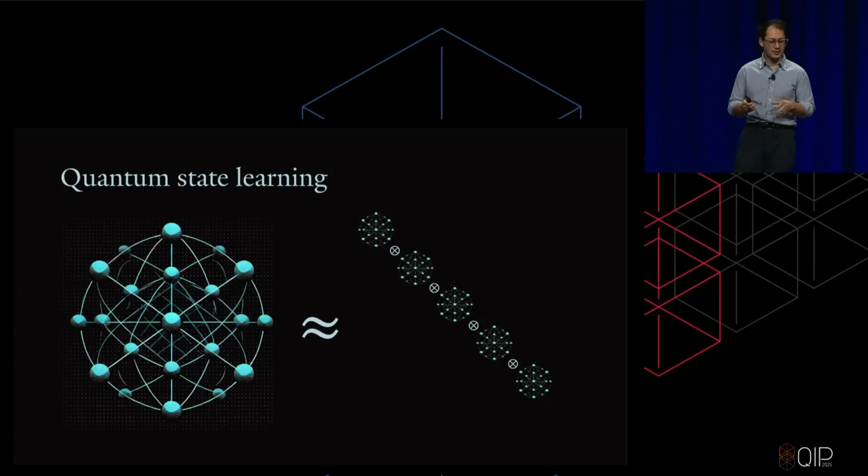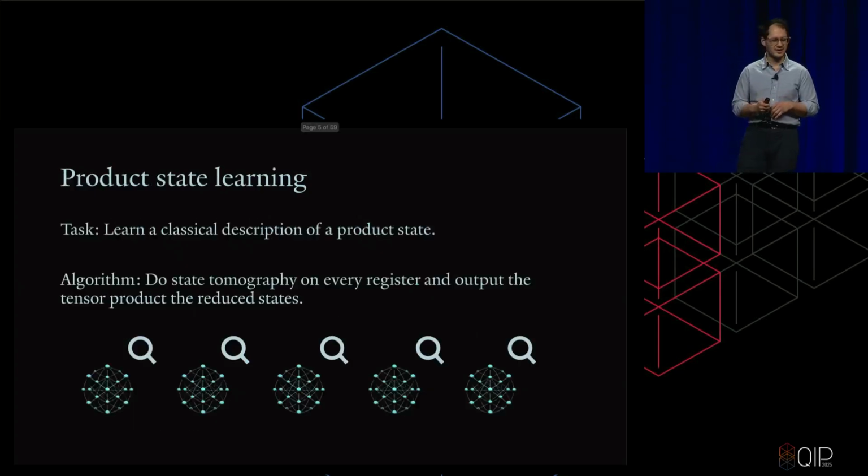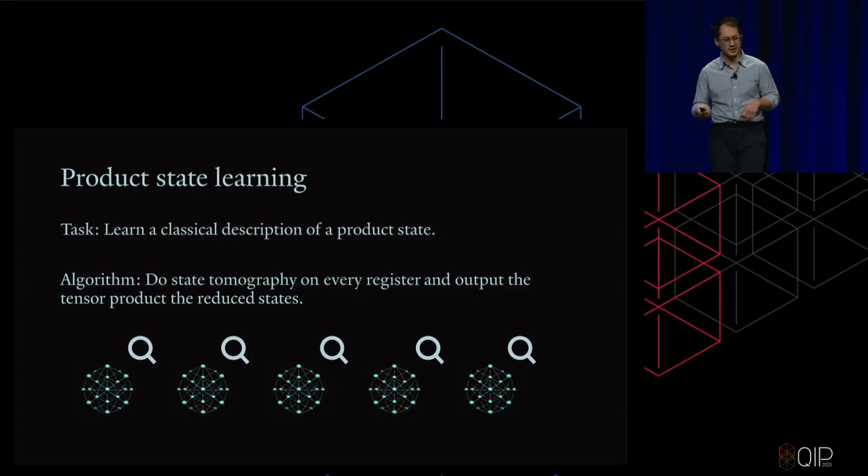To drive this point home, we can consider the following example of product state learning. Let's imagine the algorithm we would run if we actually knew that our state was a product state. Here the task is to output a description of a product state given copies of it. The algorithm is to look at every single register, run some state tomography algorithm on them, and then stitch them together by outputting the tensor product of the reduced states that we learn.